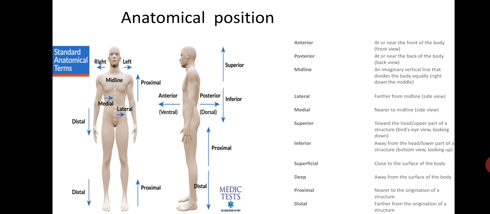Superior, towards the head, the upper part of the structure, we call bird's eye view, looking down. Inferior, away from the head, which is the lower part of the structure, we call bottom view or looking up. Superficial, close to the surface of the body. Deep, away from the surface of the body.